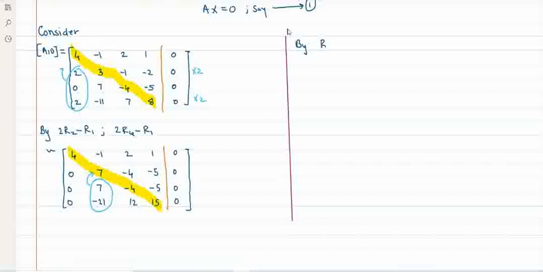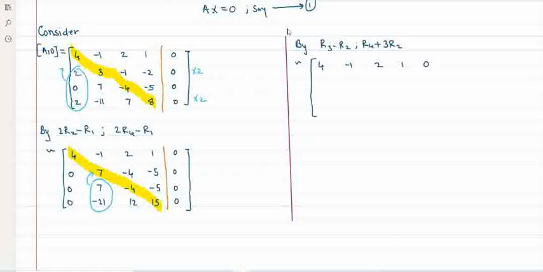R3 minus R2 and R4 plus 3R2. So the change is for the third and fourth rows. The first two rows have no change: that is 4, minus 1, 2, 1 and 0. Second row: 0, 7, minus 4, minus 5 and 0. I think the remaining two rows you will get identically 0.